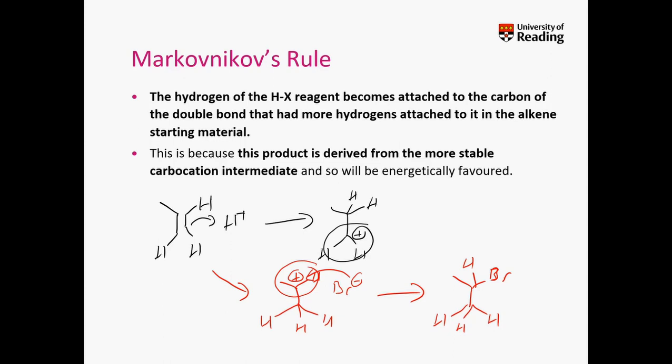Okay, so the Markovnikov rule shows us that the hydrogen will attach to the carbon of a double bond that had more hydrogens to start with, and the reason it does that is because by adding to that particular carbon it results in the more stable carbocation on the other carbon in that double bond.